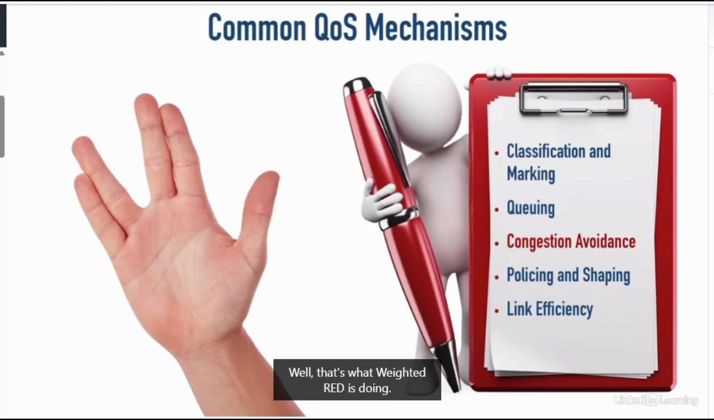Well, that's what Weighted RED is doing. It realizes that the needs of the many TCP flows outweigh the needs of the one TCP flow. And it will throw away packets from individual flows. It'll make those flows suffer so that everybody doesn't have to suffer. That's what Weighted RED does for us.